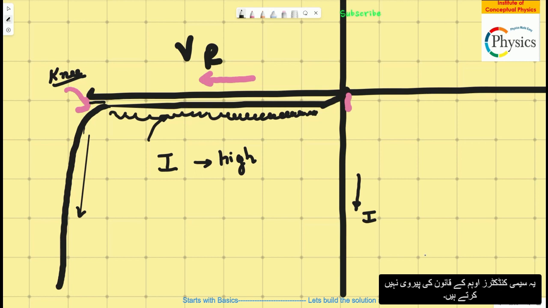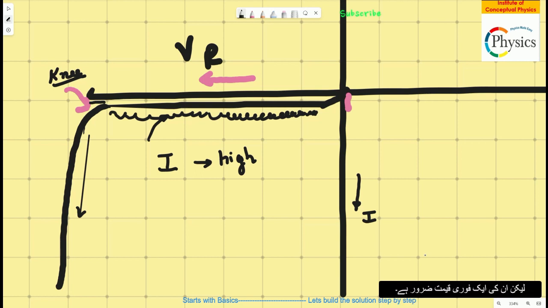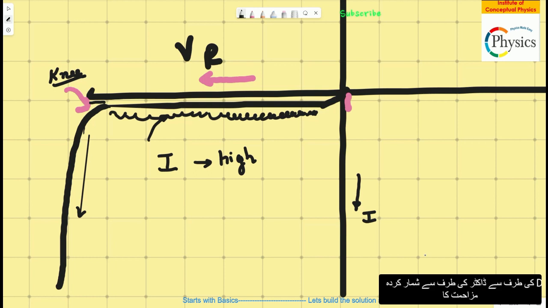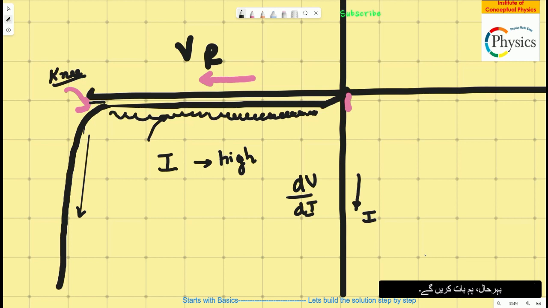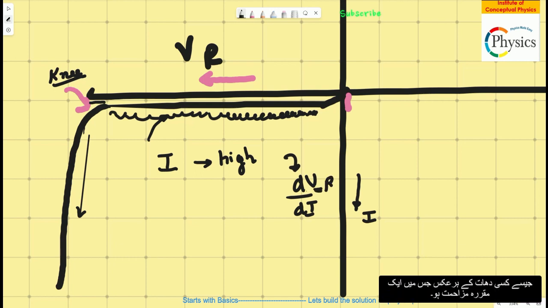Semiconductors do not follow Ohm's law, but they definitely have an instantaneous value of resistance calculated by dV by dI. So you can use the slope of the graph and find out. You can get numericals on this. Anyway, we will talk about these types of numericals later. And this is called dynamic resistance, unlike a metal which has a fixed resistance at a temperature.